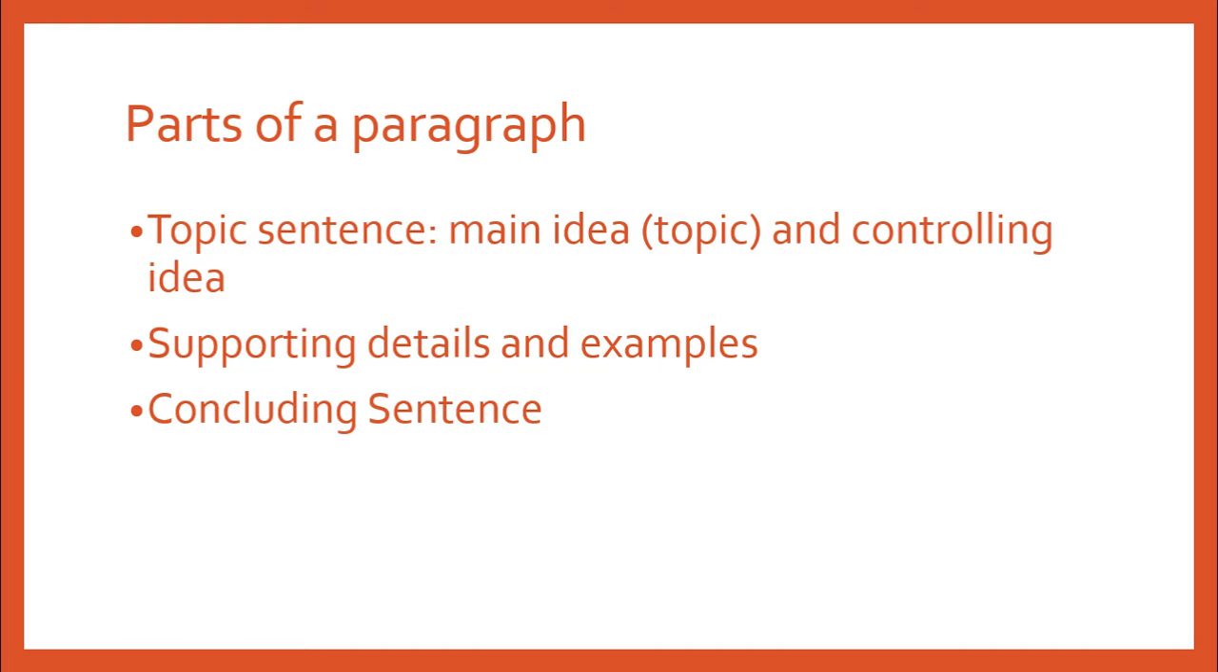So, as everyone hopefully knows by now, there are three main different kinds of sentences in a paragraph. So obviously the first one is going to be the topic sentence, which gives the main idea, the topic of the paragraph, and the controlling idea, which is what you're going to say about the topic. Then you have body sentences, which are sometimes called supporting details and examples and things like that, that give more information about your topic and the controlling idea. And then concluding sentences.